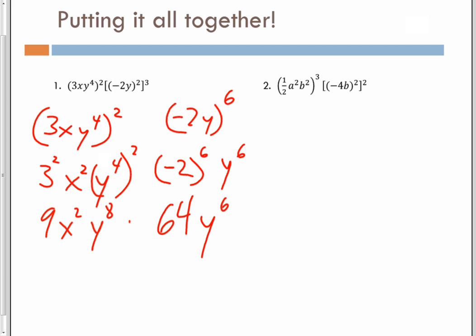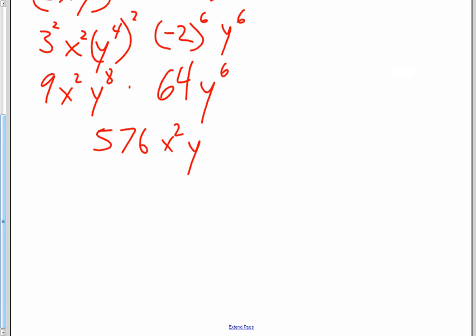Are we done? No. Now I've got to put the 2 parts together. What's 9 times 64? What should be the exponent on the y? 14. It's not a power on top of a power. It goes back to our first rule, adding the exponents.